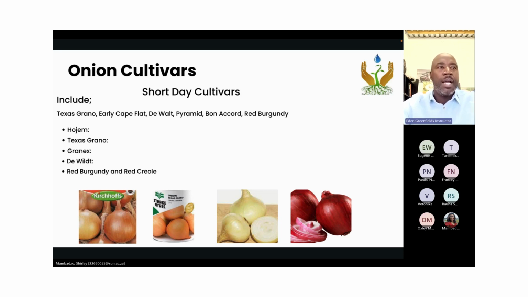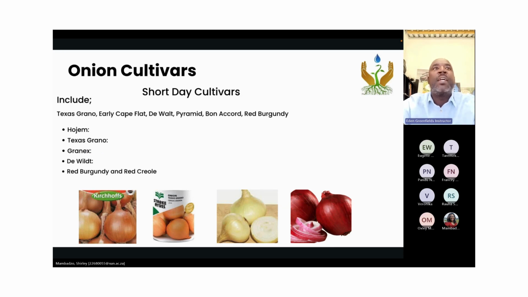So we do have also the Granex, an F1 hybrid onion, which can be planted for early harvesting in the season, or it can be planted late in the season, and it also gives a good growth, and it comes with a medium size. So normally it takes around 170 to 200 days.